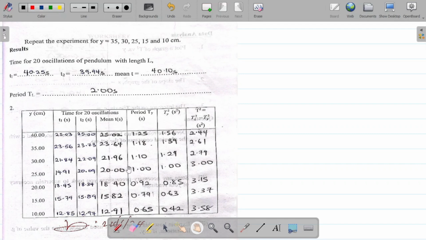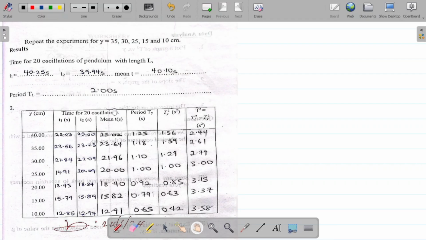Now usually for this table, you'd have to do the practical to get the values of T1 and T2 at y equal to 40, 35, 30, 25, 20, 15, and 10. So you fill up T1 and then do a second time count for 20 oscillations. This is where you usually stop, and you have to do the mean T and the others by yourself. So I'll show you how to get the mean T here and then we can proceed.